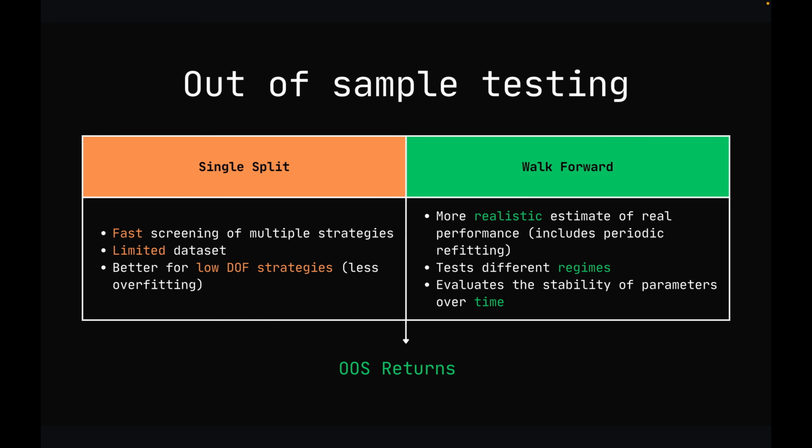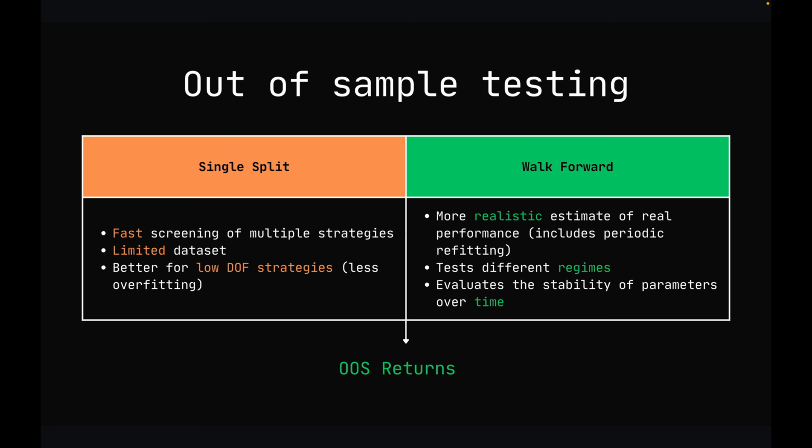Once you found your best and hopefully robust solution on your in-sample data, it's time to evaluate your system on new unseen data to see how it would actually have performed in the real markets. There are two ways of doing this. The first is just to split the data one time and evaluate on the following split. This is good for fast screening of multiple strategies or when you have a limited dataset, and also is good for very simple strategies, which are less likely to overfit.